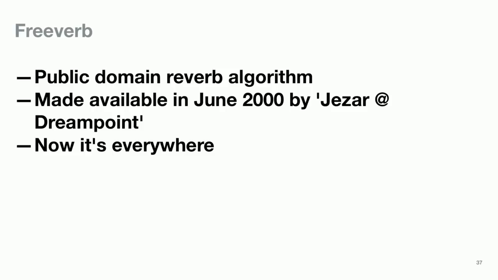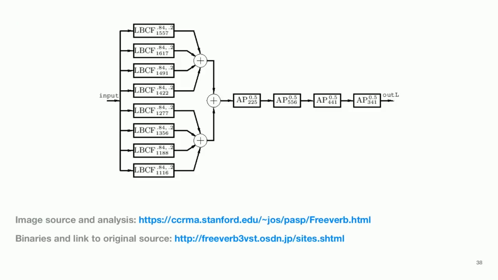We can go through how the whole thing is put together pretty quickly because it's extremely simple. That is the structure of the algorithm. You have a stack of comb filters that have internal feedback and filtering. They're summed together and then passed through a series of all-pass filters. This is for one channel, then you duplicate the structure for the other channel and do some mixing, and then you have a stereo reverb.